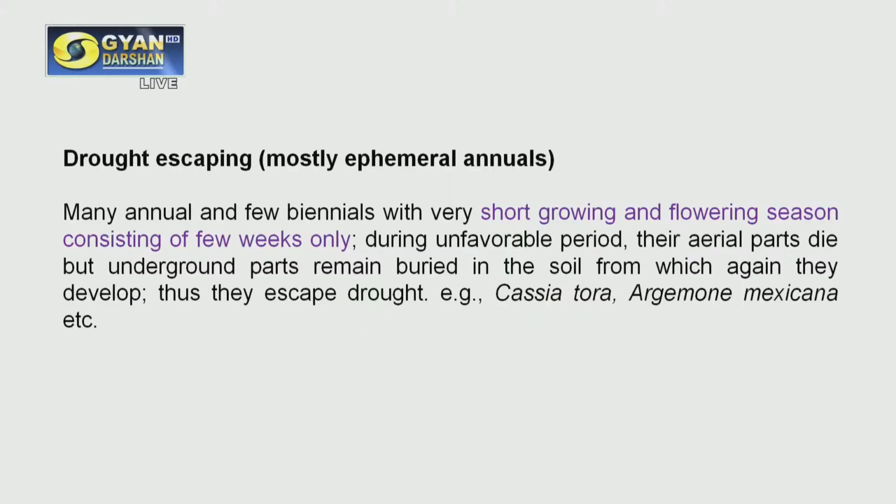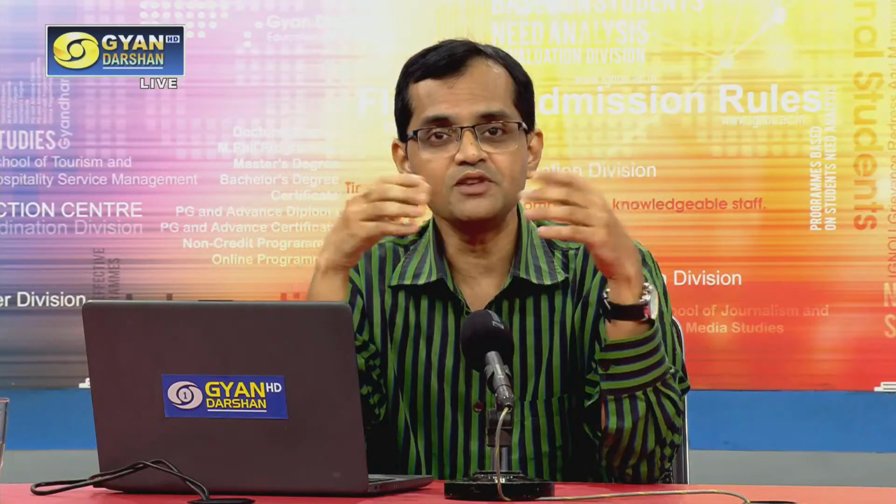Second category, that is drought escaping. Now whenever there is a danger, there are two ways of survival. Even when we face danger, what do we do? There are some people who will deal with the danger, who will try to fight. And there are some people who will escape from the site of danger. So plants also do the same thing.